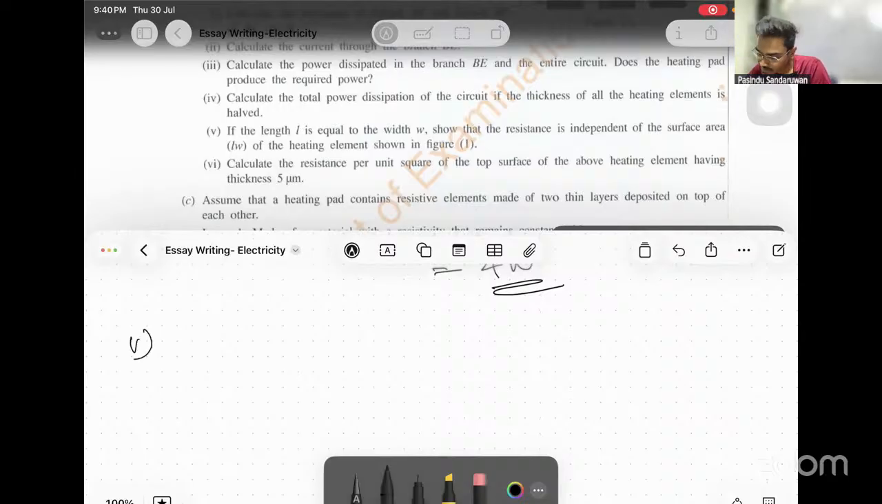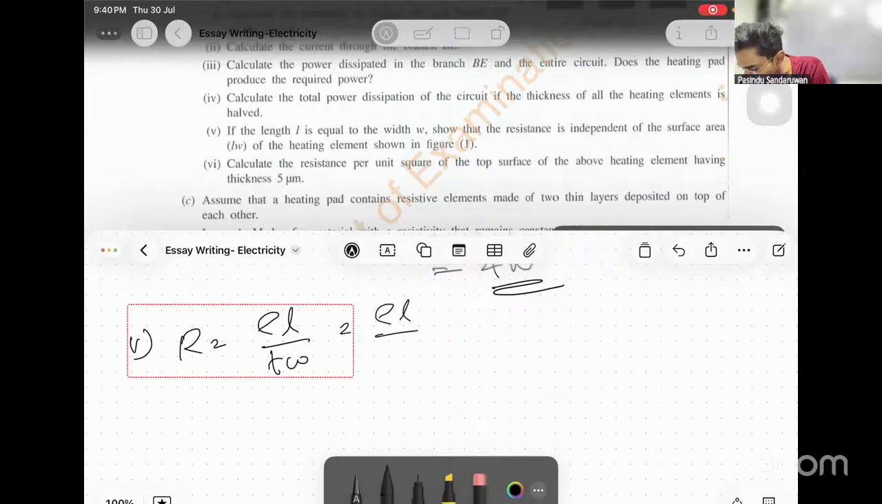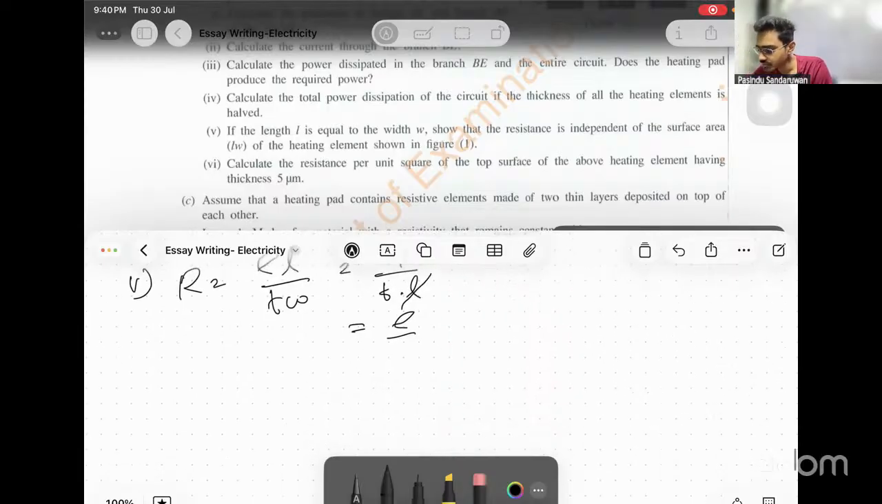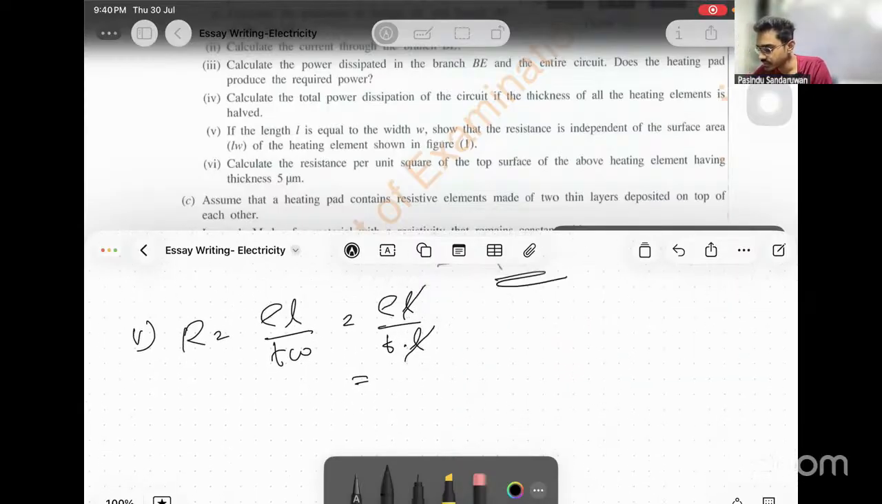If the length L is equal to the width W, show that the resistance is independent of the surface area LW of the heating element shown in the figure. Then resistance is rho L over T W. Now if the length is equal to W, we can write this as rho L over T L. Then it becomes rho over T. That's a simple showing.